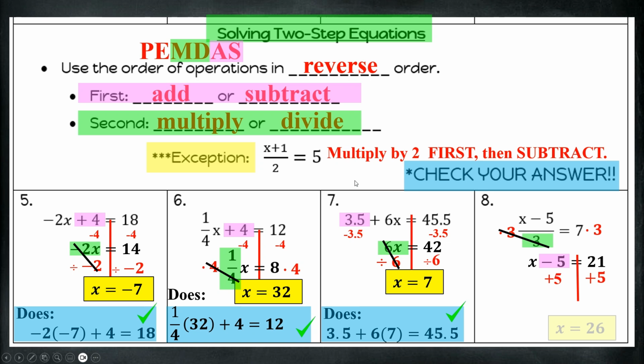There we go. That is it for the two-step equations notes. I hope this helps.